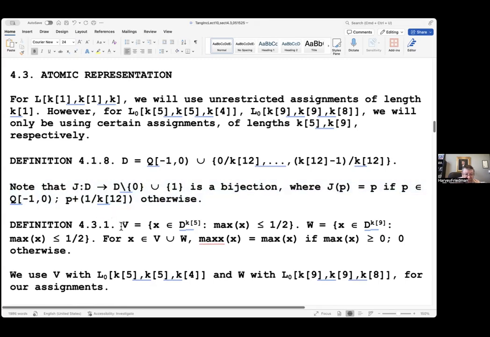All right, now it's V and W that I use for these other languages. They're very specific. We only want to use stuff in D for the assignments of length K5, and we also don't want it to get too big for technical reasons. So V is less than or equal to a half, and W is also less than or equal to a half. And these are like K9 instead.